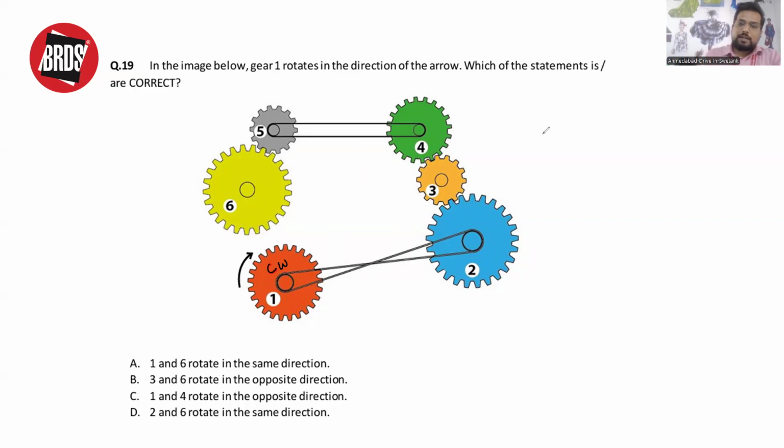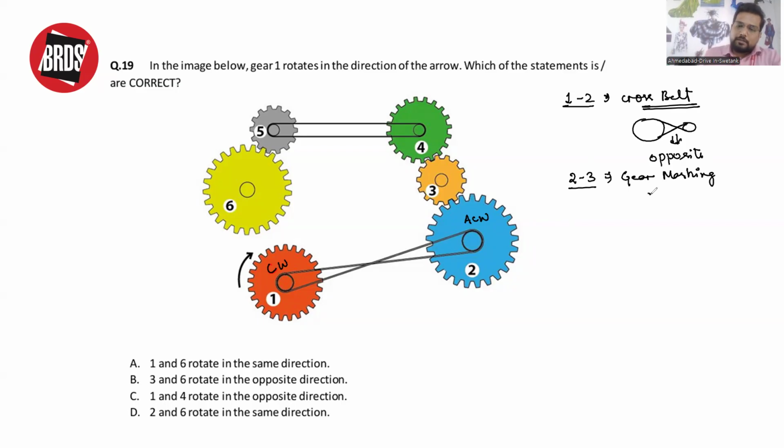Okay, the very first one is rotating clockwise. Now we do know the gear arrangement between 1 and 2 is known as cross belt connection. That is a cross belt connection like this. And in the case of the cross belt, the direction gets opposite. So it would rotate anti-clockwise. If it is rotating at anti-clockwise, then talking about the third one, the connection between gear 2 and 3 is known as gear meshing or gear mating. And in the case of the gear meshing or gear mating, the gears do rotate again in the opposite direction. So this one will rotate clockwise.